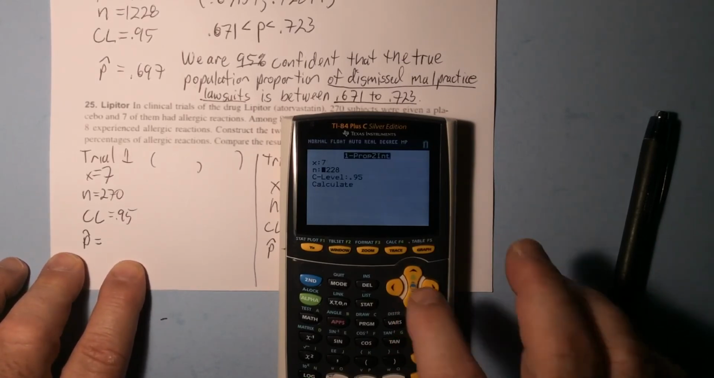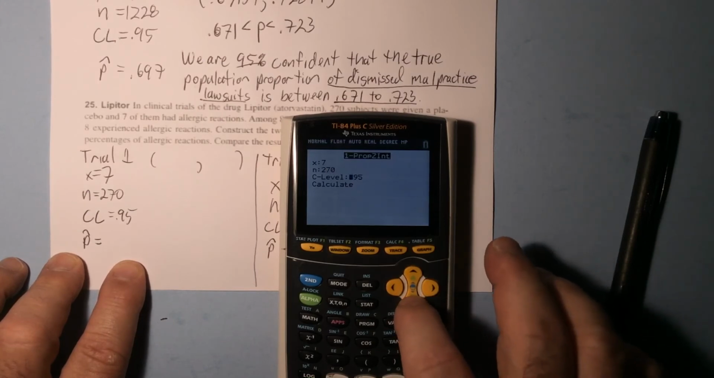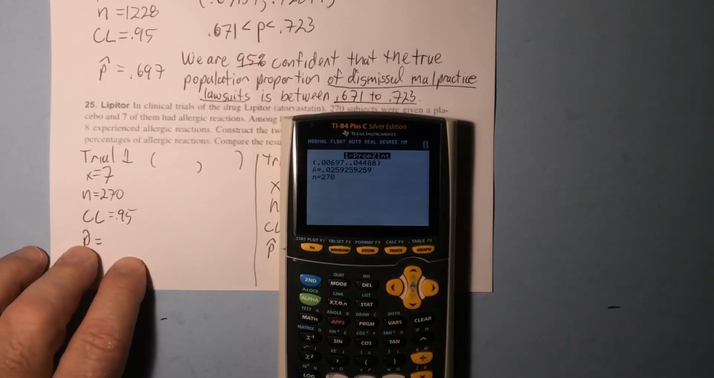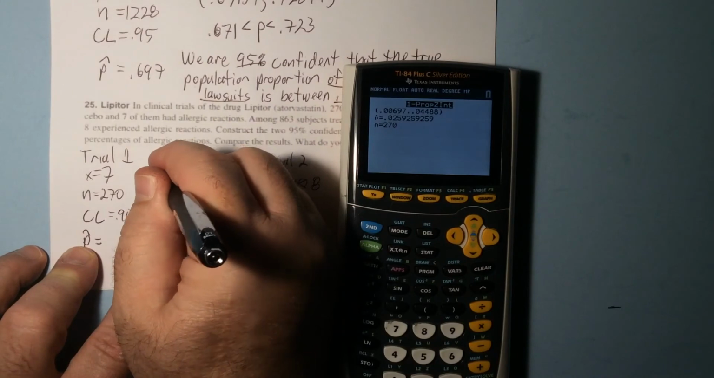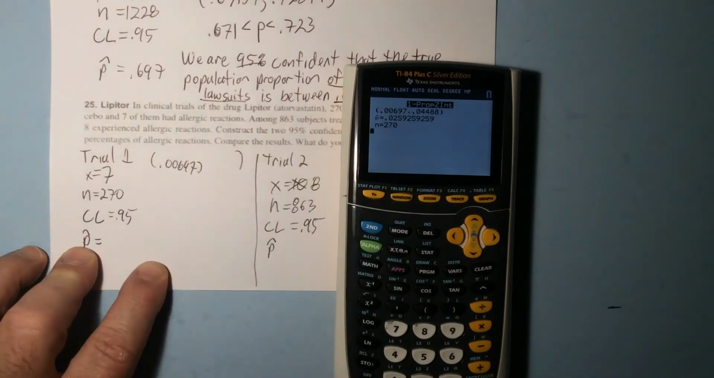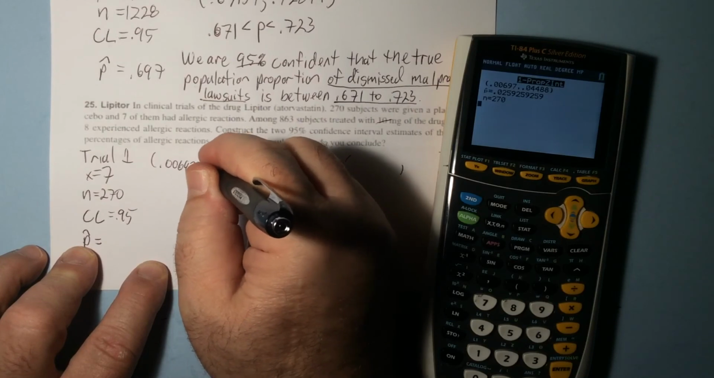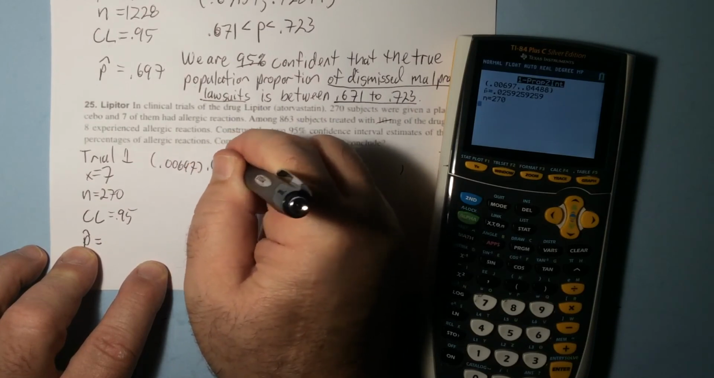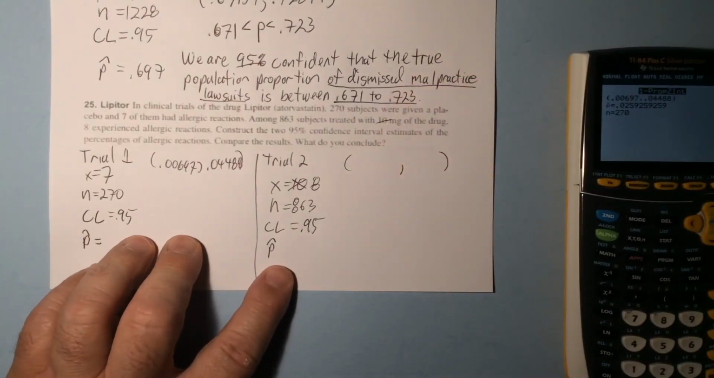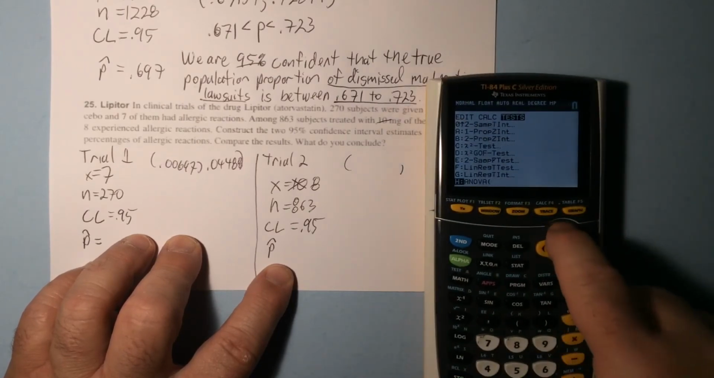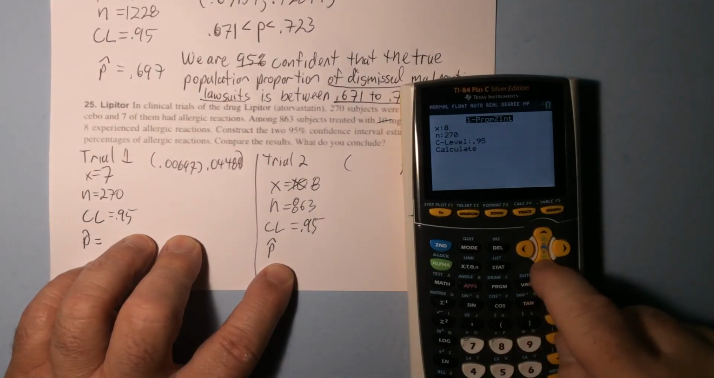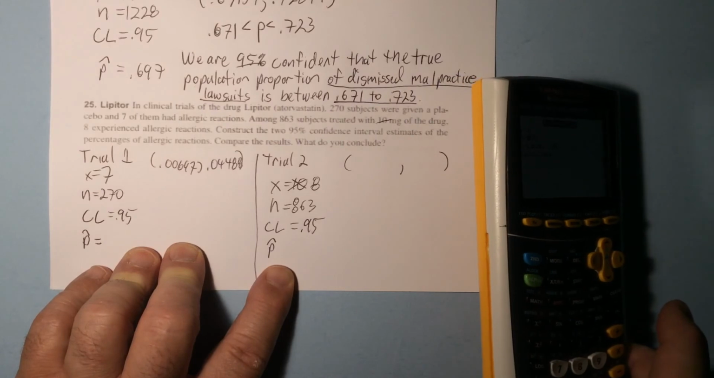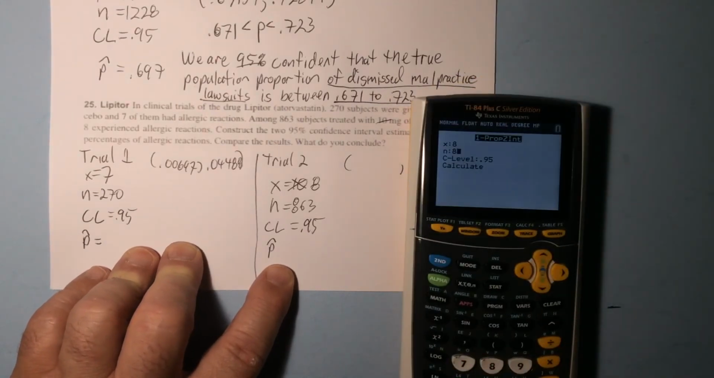X is 7, 270, 0.95. We'll calculate this. So here we have, these are fairly small decimals here. We'll put that down as 0.00697 to 0.04488. On trial 2, we'll go back. And we're going to change the first number to 8. Oh, did I put the numbers in? Yes. That's going to be 8. It's going to be 863.